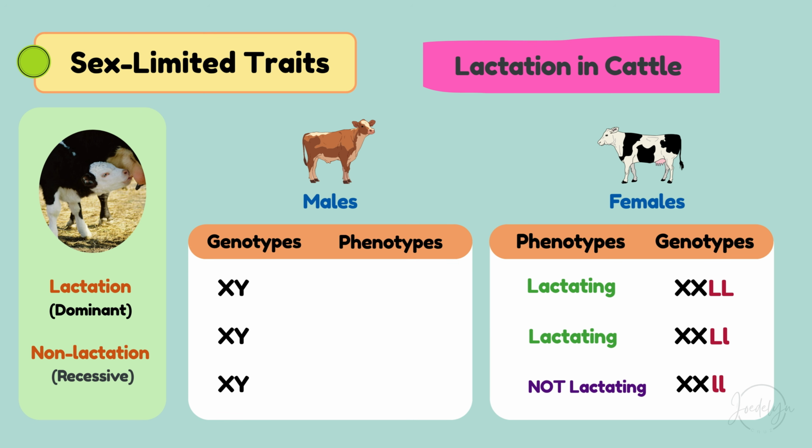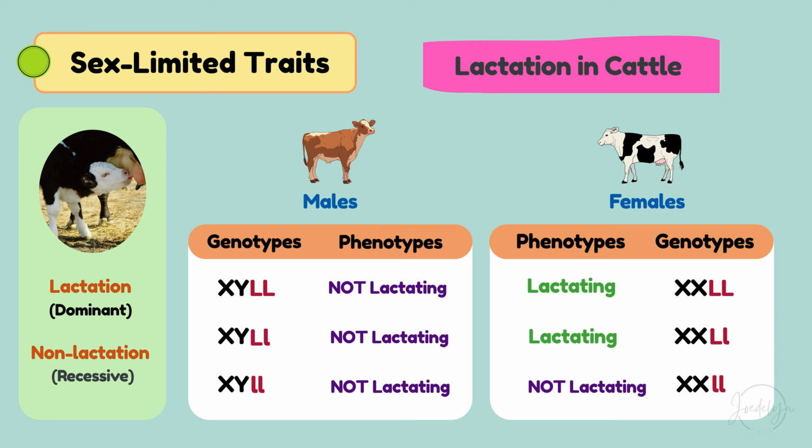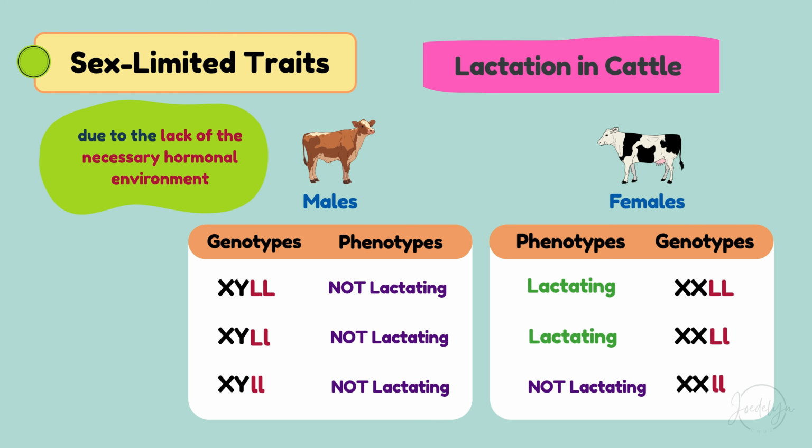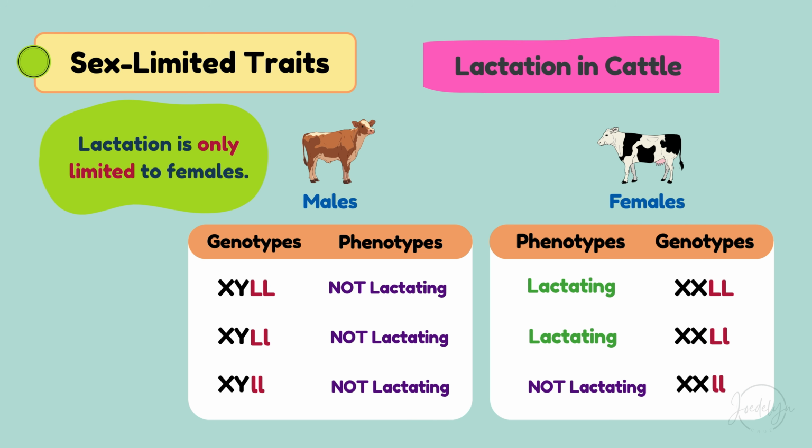On the other hand, in males, both dominant L equals not lactating. One dominant L and one recessive l equals not lactating. Both recessive l equals not lactating. All males, regardless of their genotype, exhibit the phenotype of not lactating. This means that even if males carry the genes for lactation, they do not express this trait due to the lack of the necessary hormonal environment. Lactation is only limited to females.